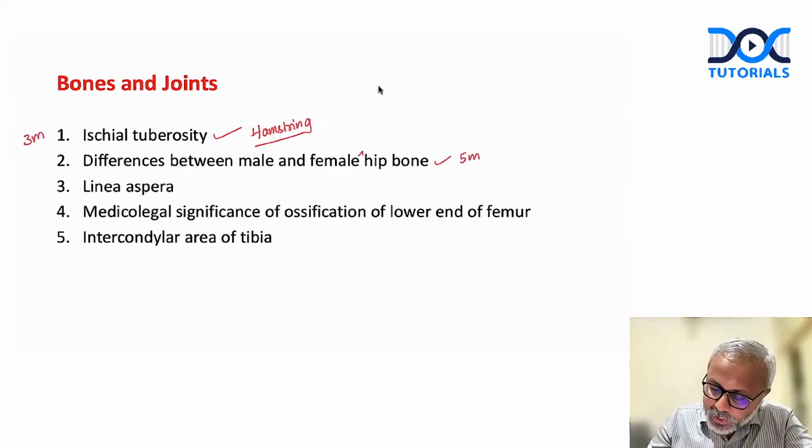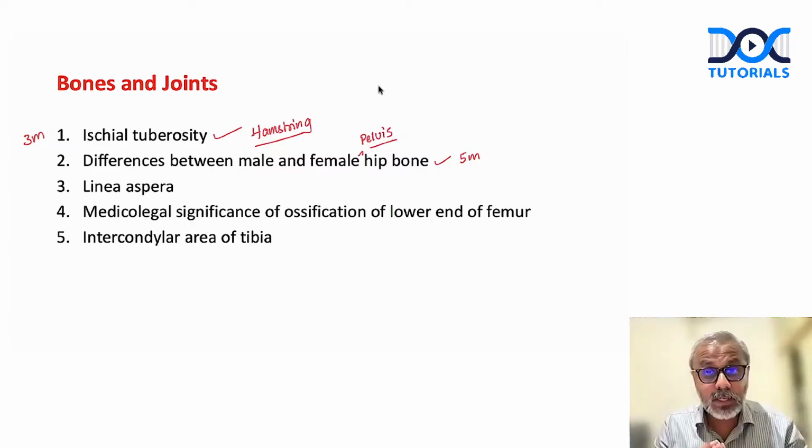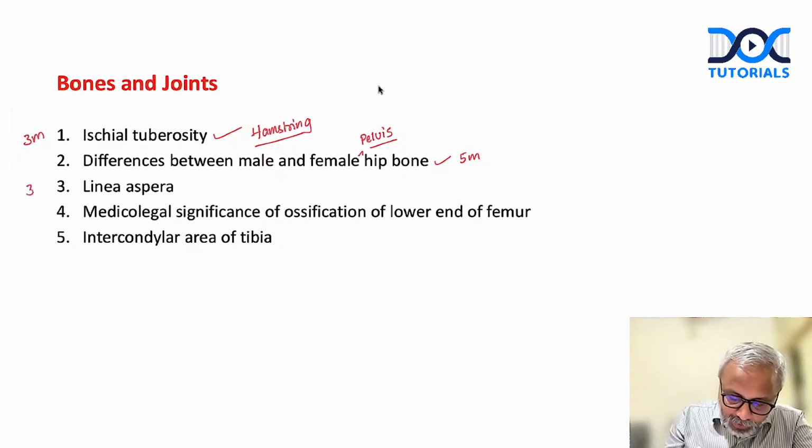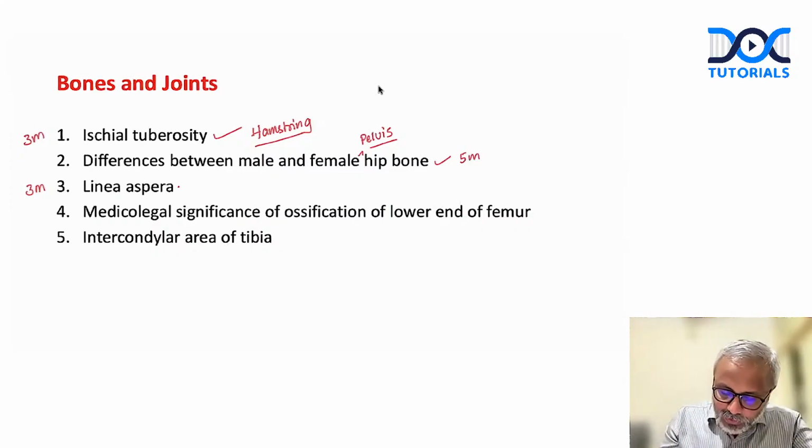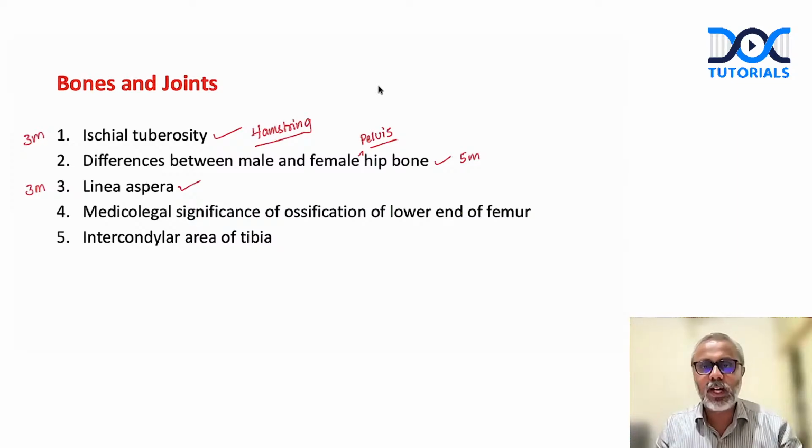More common than this, they will also ask about the difference between male and female pelvis. When we discuss the most frequently asked topics in the section of the pelvis, we will talk about this again. What are the differences between male and female pelvis? Bony pelvis we are talking about, not the sagittal section. Then one more important 3 marker in the topic of bones and joints is the linea aspera.